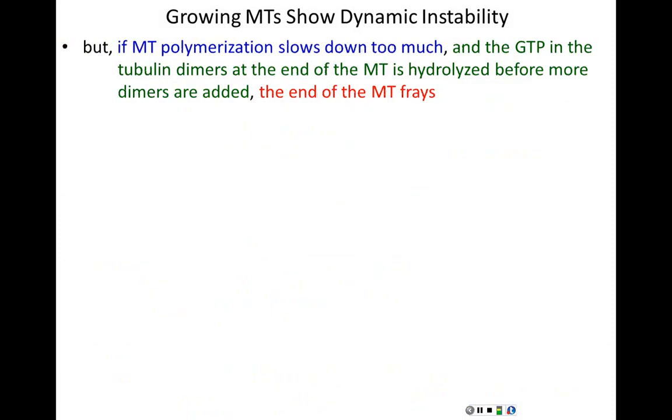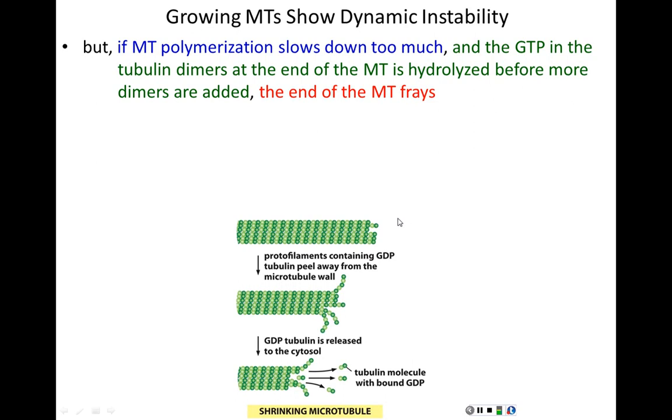But when microtubule polymerization slows down, and it slows down to the point where the GTP in those tubulin dimers at the cap have also hydrolyzed their GTP to GDP, now we have unstable, low-affinity dimers at the cap, and the end of the microtubule frays. The GDP-containing tubulin dimers at the cap are not stably there, and that's the weakest point of the microtubule, so the microtubule begins to fall apart at the cap.